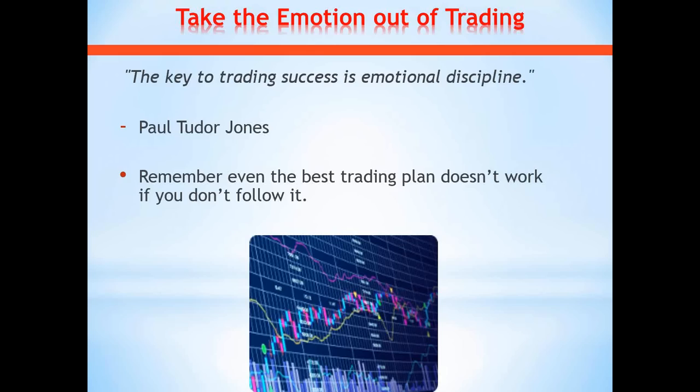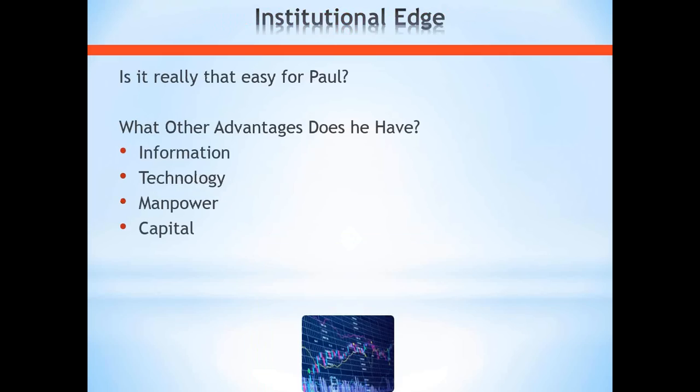Now, I truly believe that emotional discipline is one of the most important parts of any trading plan, right? If I don't stick to my plan and I allow myself to get emotional, it doesn't really matter how much edge I have in my trading plan. If I can't follow it, then it doesn't matter, okay? But is Paul Tudor Jones really the trading god that we all think he is because of the amount of emotional discipline he has? Or does being who he is now, and being an institution, help him along?